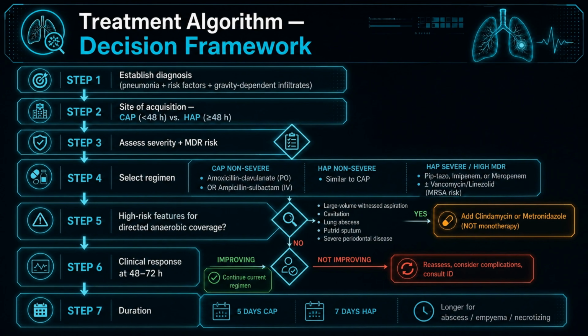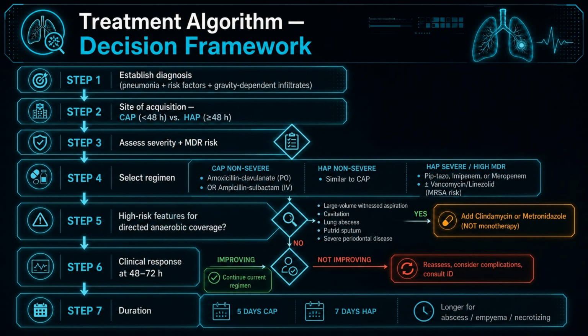Here is a unified decision framework to guide your treatment. Step 1. Establish the diagnosis based on pneumonia, risk factors, and gravity-dependent infiltrates. Step 2. Determine the site of acquisition. Is it community-acquired, meaning onset prior to or within 48 hours of hospitalization, or hospital-acquired?